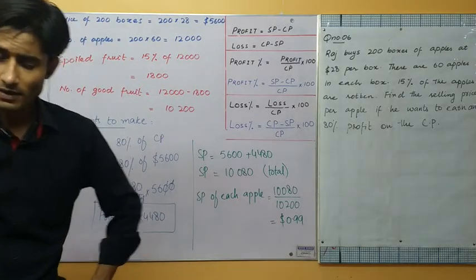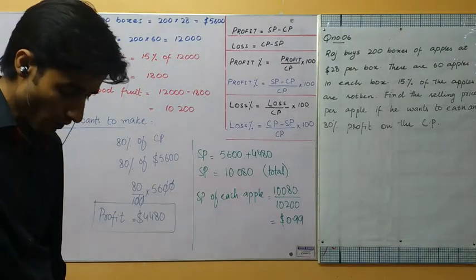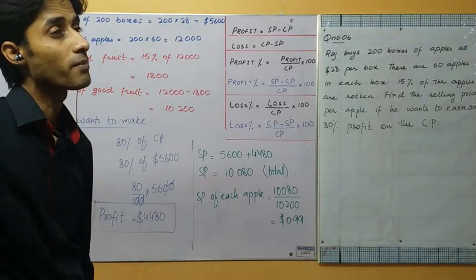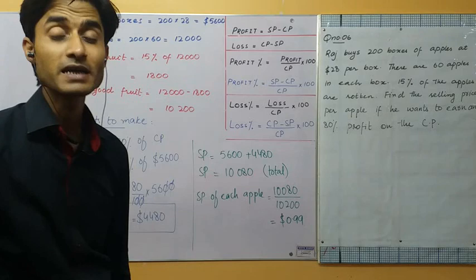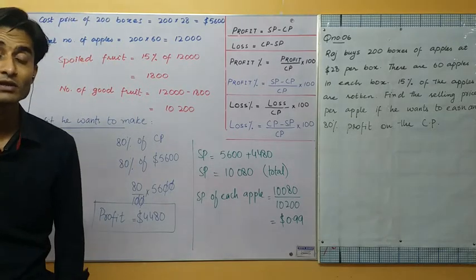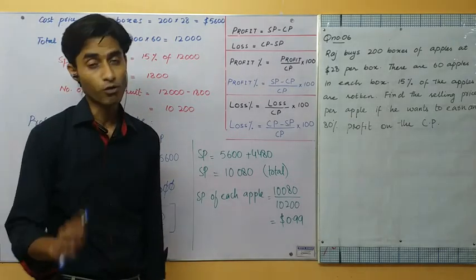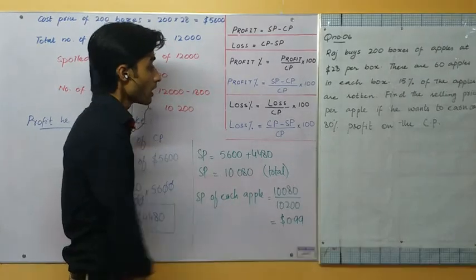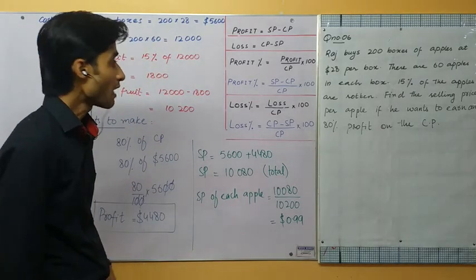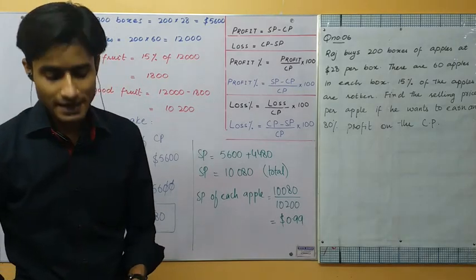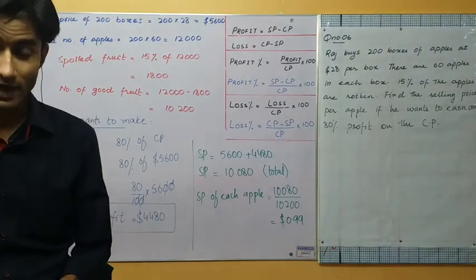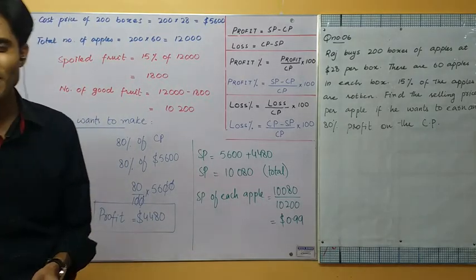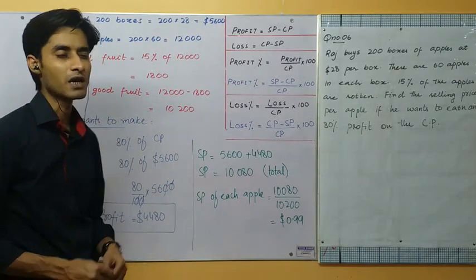The question actually wants you to find out the selling price of each apple, keeping in mind that the profit that he wants to make is 80%. So first of all, you have to find the selling price of each apple and also make sure that he makes a profit of 80% in this case. In order to do so, I would like to find out the total cost price that he has paid for the apples and the total selling price that he has to make, and then I'll be able to find out the selling price of each apple.